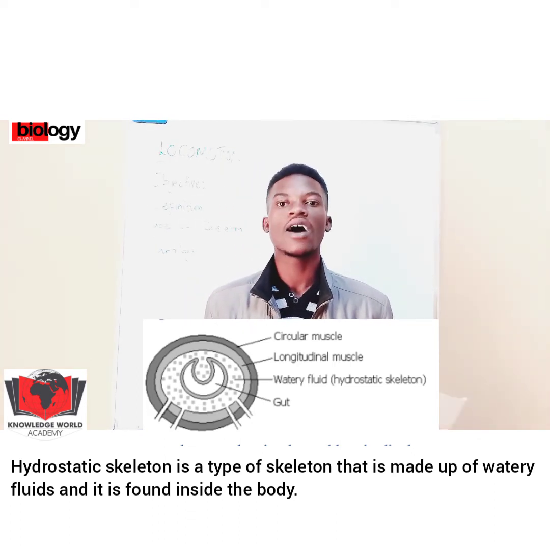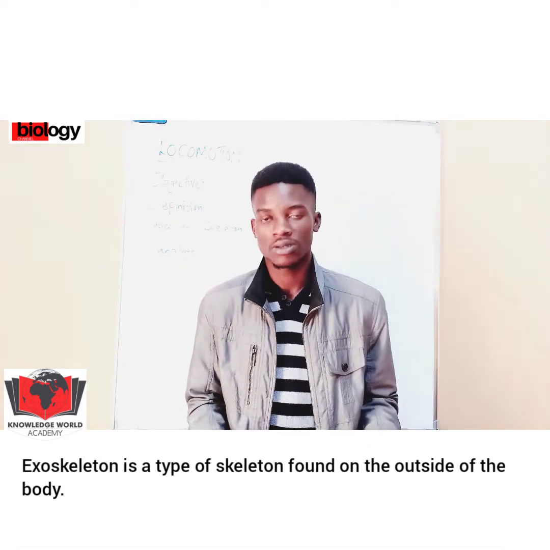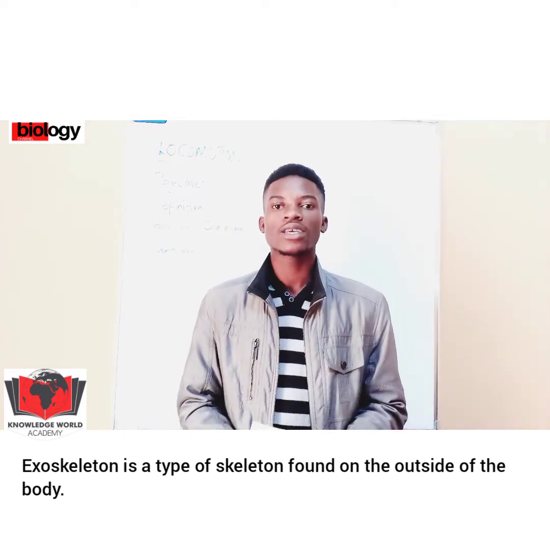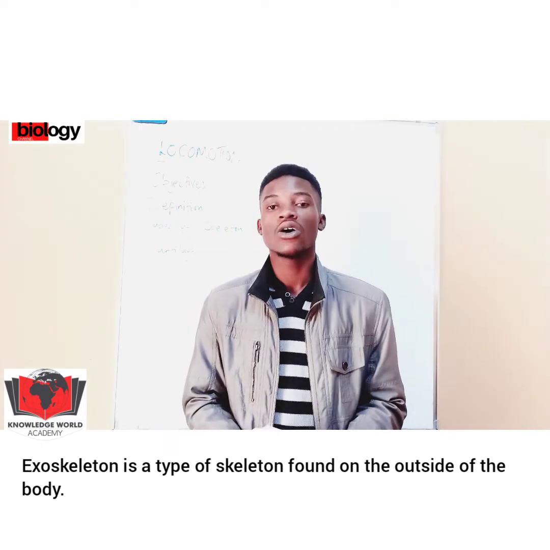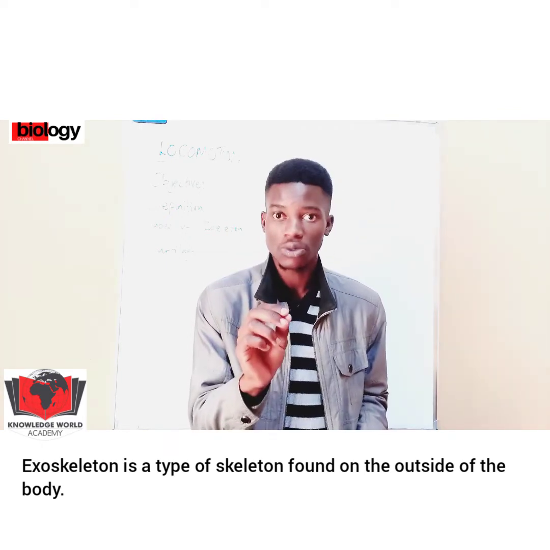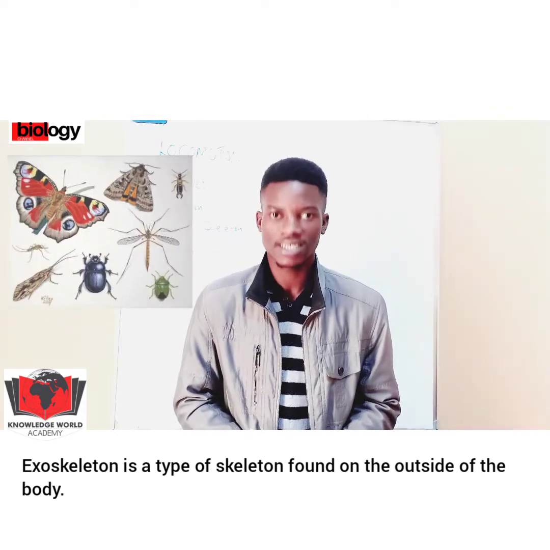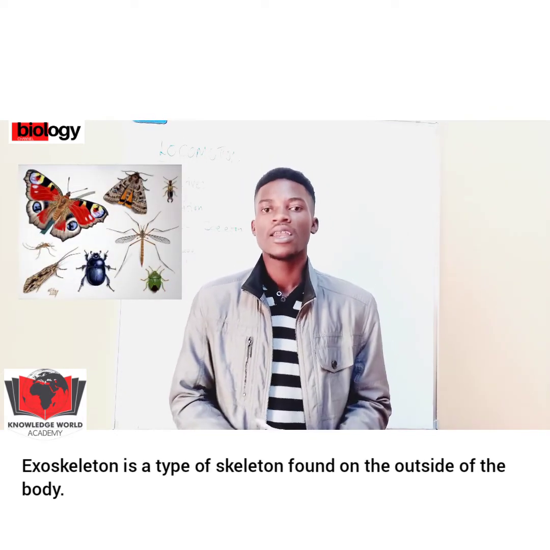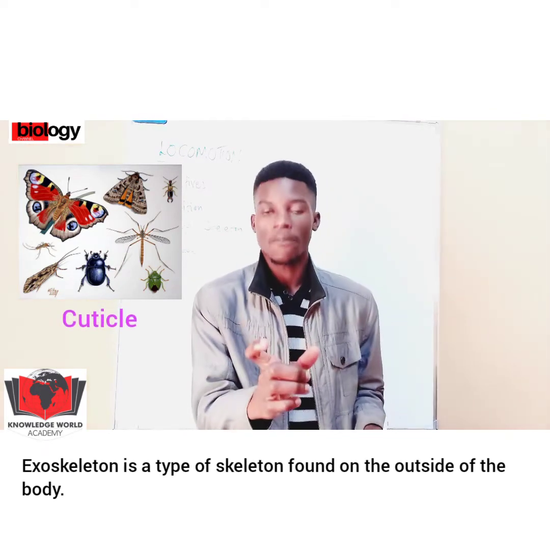Organisms that do not have the spinal cord. Let's look at another type of skeleton, which is the exoskeleton. Now, the exoskeleton is a type of skeleton that is found outside the body of an organism, and it is found in arthropods, like insects. Okay, it is found in insects.